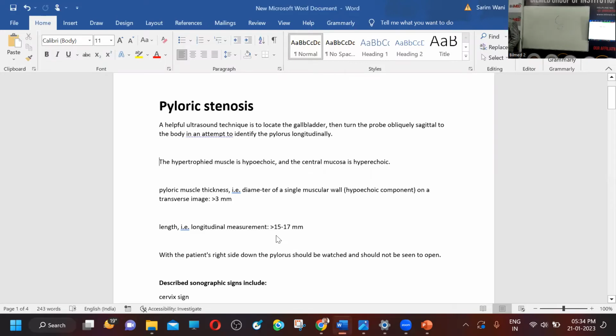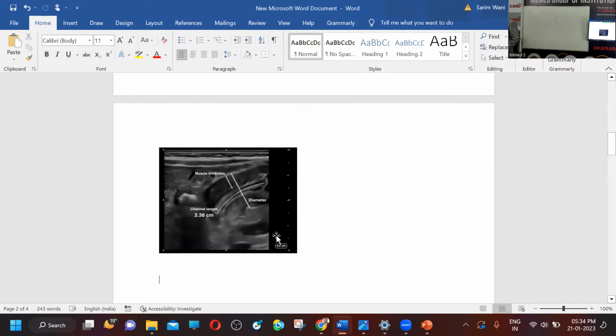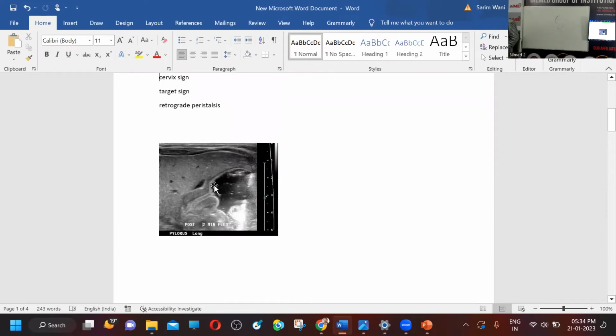So let me show you a picture also. Yeah. So this is the pylorus over here. This is the stomach over here. This is the pylorus. So this is looking like the cervix. Now see, this is looking like a cervix over here. And if it is looking like a cervix, it is possible that it is hypertrophied. So you have to measure the muscle only, not the whole of the anterior wall over here. You have to measure the muscle which is hypoechoic, and the muscle should not be more than 3 millimeters. And the overall length should not be more than 15 millimeters.